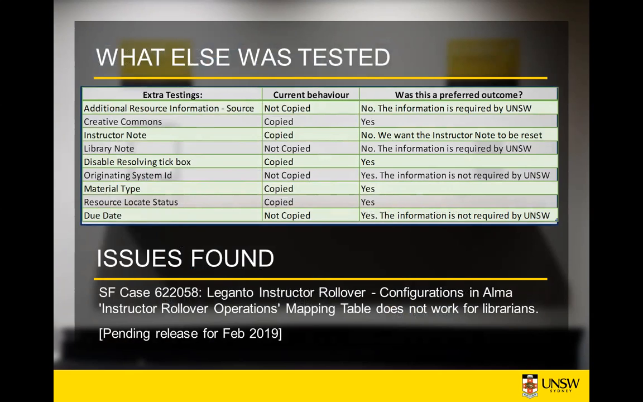Additional resource information is also important for us. This is where instructors or librarians can add extra links, so we would like it to be copied. As mentioned earlier, we submitted a Salesforce case to report the instructor rollover operations mapping table doesn't work for librarians.